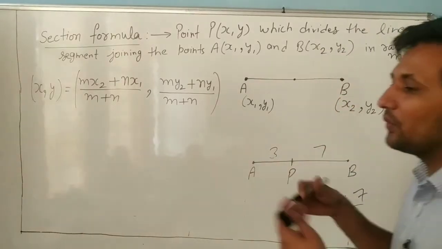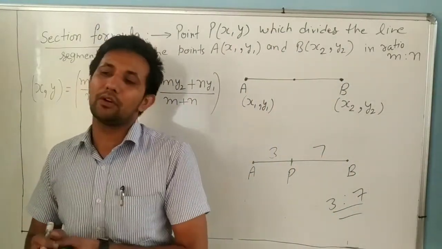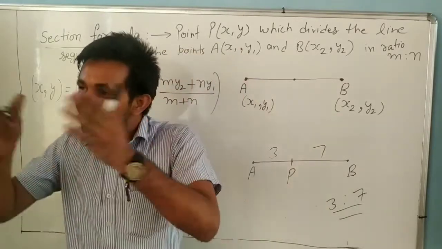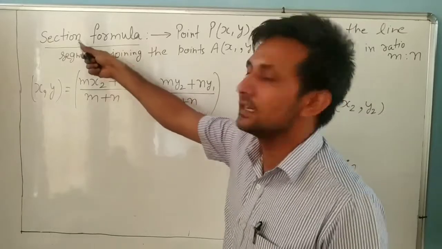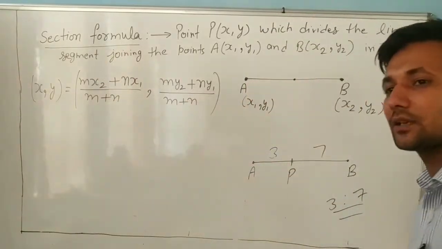Okay. Whenever we divide, because there are many students in the class, so everyone knows in your class also there is section A and section B. So we divide the students into parts or not? That's why we say section. So it is section formula. When a point divides A and B, it is section.